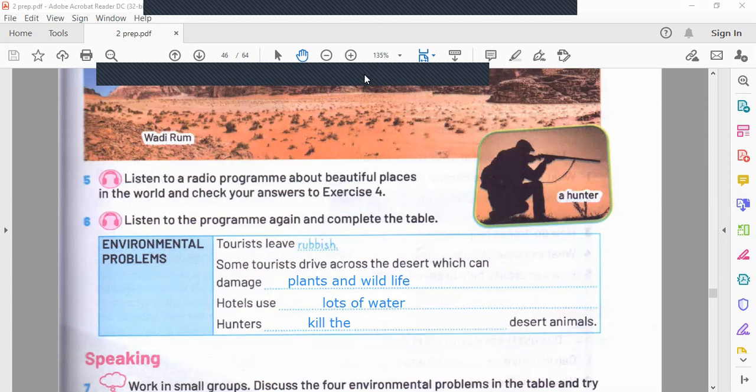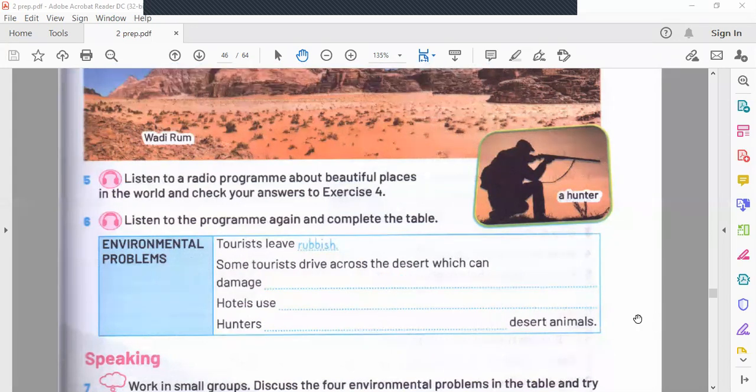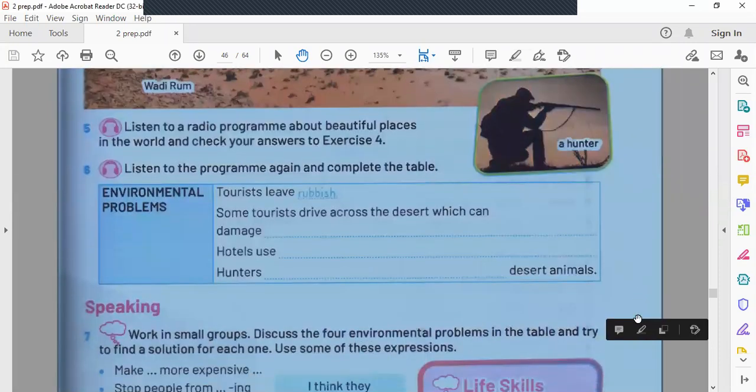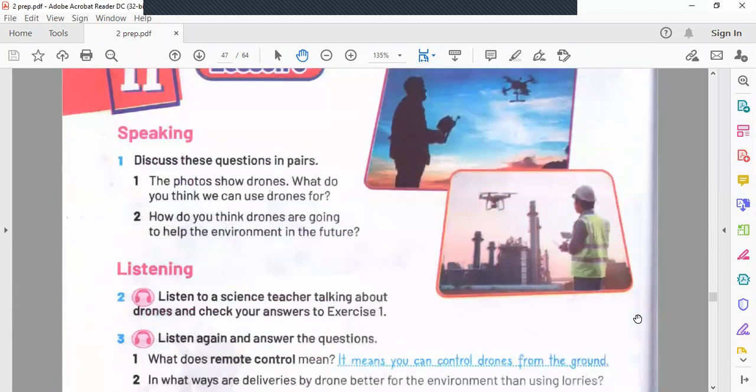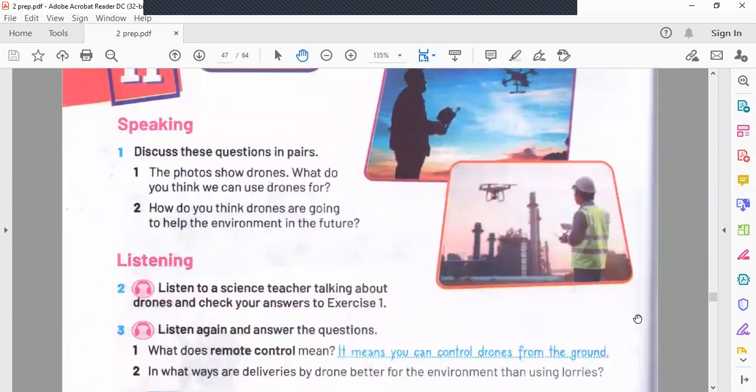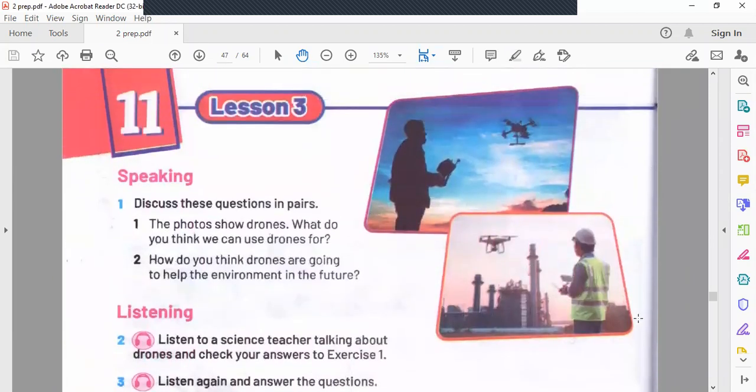Let's shift to the next point. We have a listening text again about drones. Let's read it and answer some questions and also do some exercises, okay?